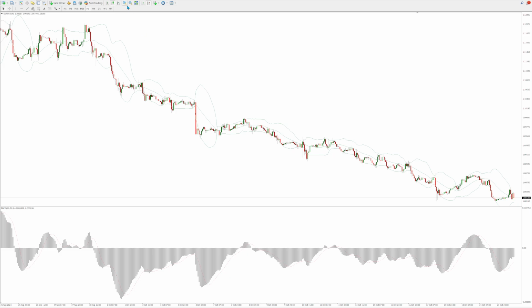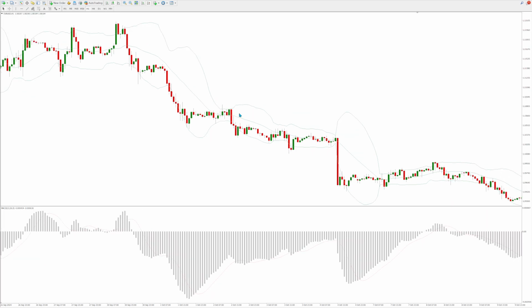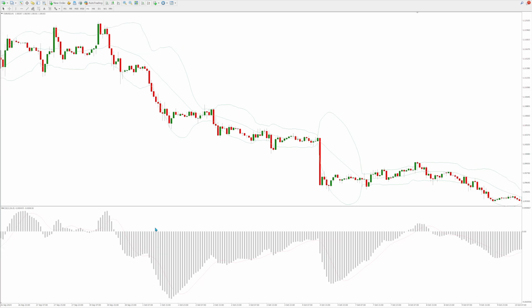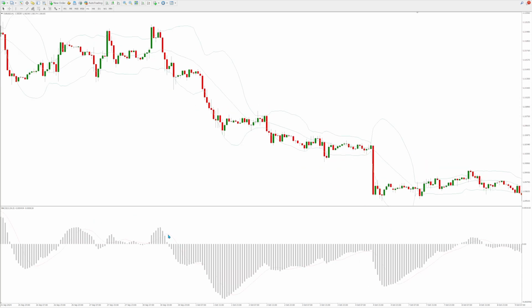So the first component is the MACD. The MACD here, which you can see below the chart, we're going to use to filter the trend. So basically when the MACD is below this red line, the signal line, and below 0, we say that the market is trending downwards. If the MACD is above the red line and above 0, the middle line, we suggest that the market is in an upwards direction. So that's a basic interpretation of the MACD.